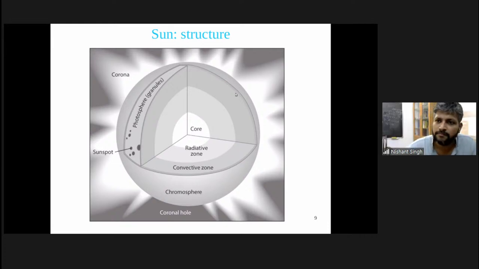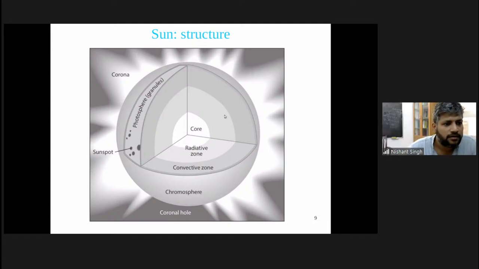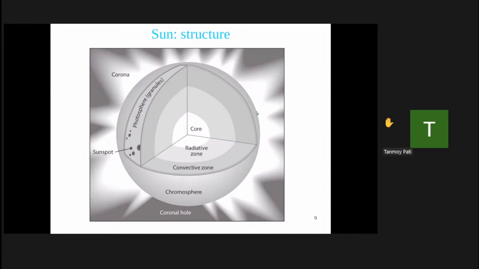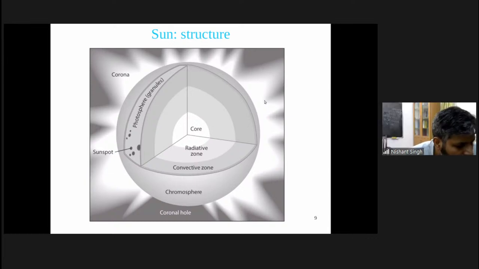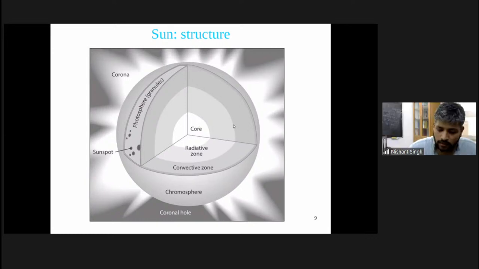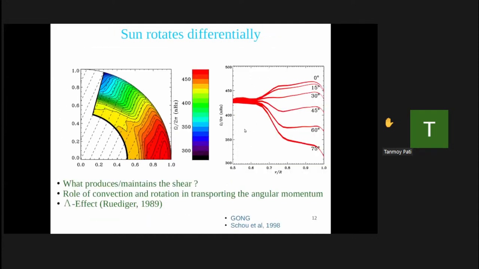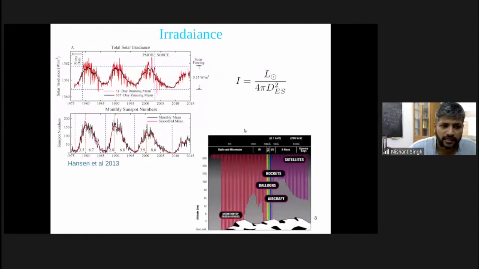Yes, sir. There is Tanmoy Pati. Sir, the parameters which govern the solar flux are random, but why is the variation of solar flux so periodic? You mean the solar irradiance? Yeah, because this is related to the magnetic cycle. The magnetic cycle is not at all random.